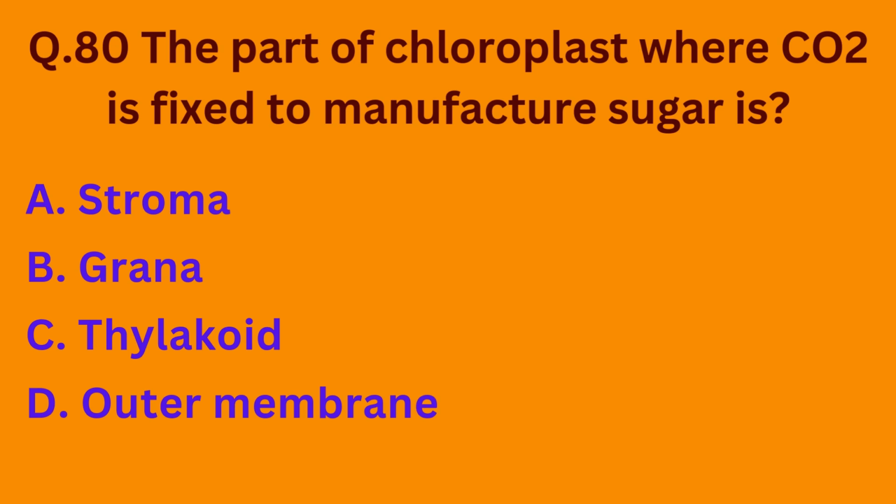Question number 80. The part of chloroplast where carbon dioxide is fixed to manufacture sugar is option A, stroma. Option B, grana. Option C, thylakoid. Option D, outer membrane. So the correct option is option A, stroma is the part of chloroplast where carbon dioxide is fixed to manufacture sugar.